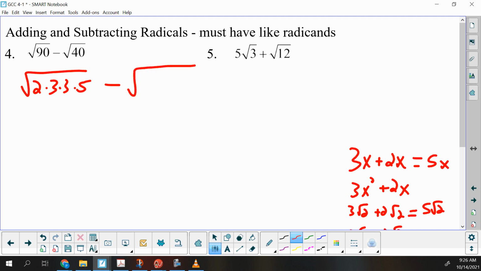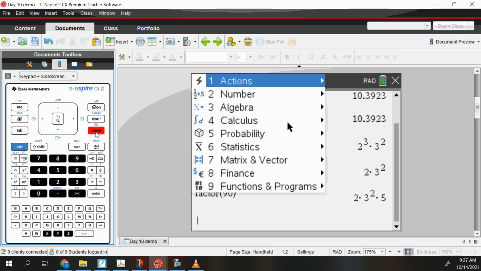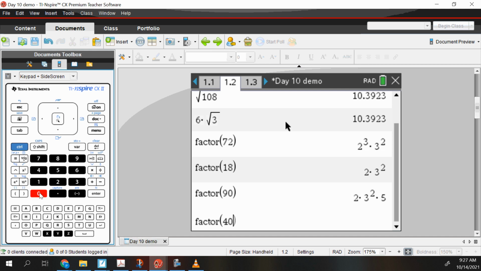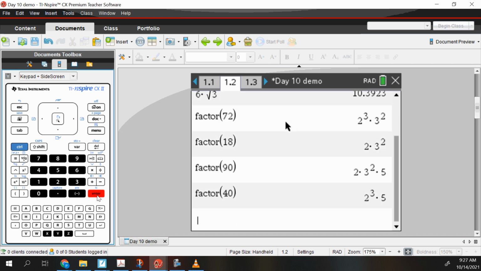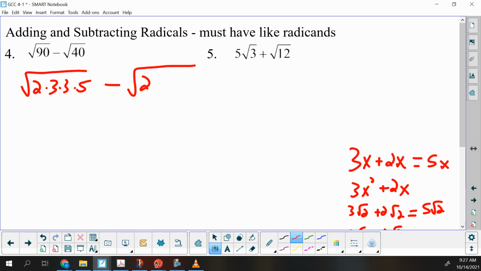And now let's do it for square root of 40. So we're going to go menu, number, factor. We'll put the 40 in. And we get 2 cubed times 5. So that's 2 times 2 times 2 times 5.